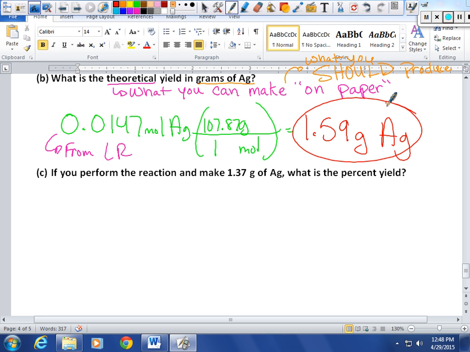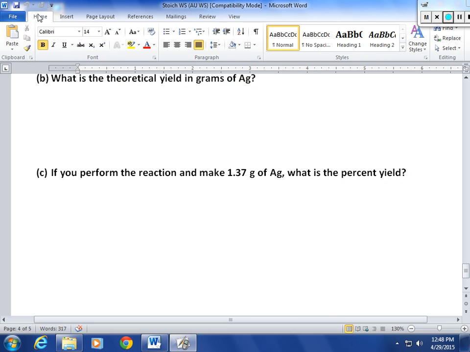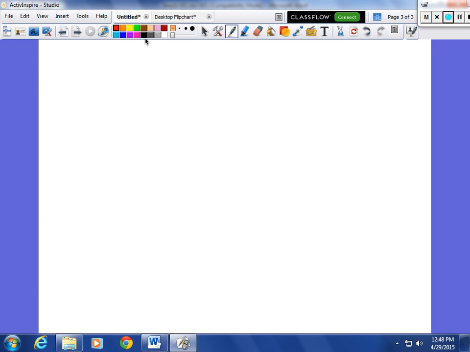But, just like in tests, labs aren't always perfect. So C, if you perform the reaction and make 1.37 grams of silver, what is your percent yield? Before I talk about percent yield, I want to talk about something else real quick that ties into it. If we go to the store and they're having a sale, how do they always promote sales? Percent off. What does the basic definition of percent mean?